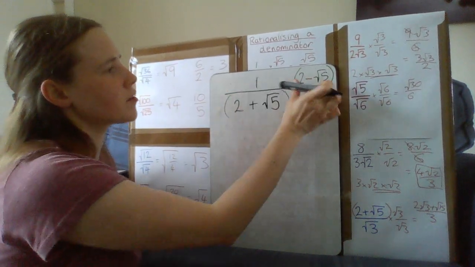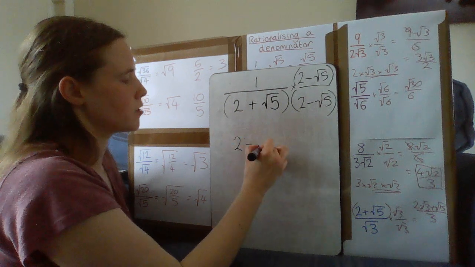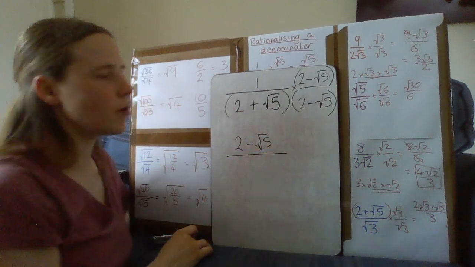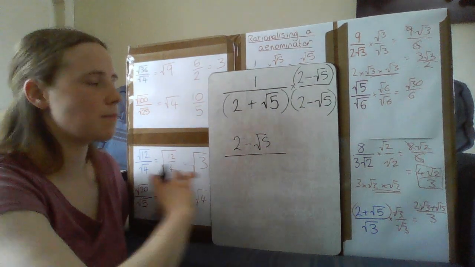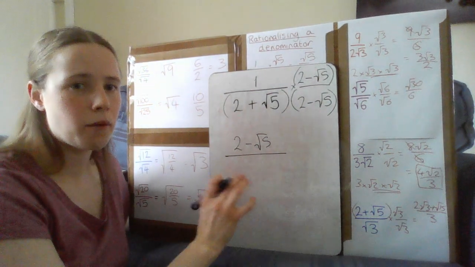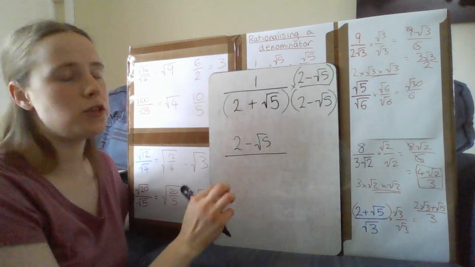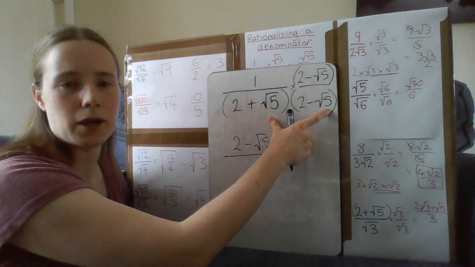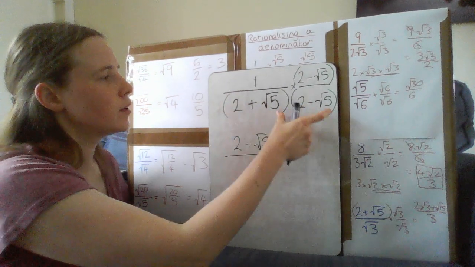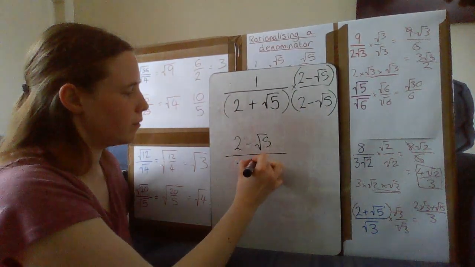So on the top I'm doing 1 times that, so I just have 2 minus root 5. On the bottom I've got to multiply these out. Now if you want to, you can expand it out and simplify it, that's fine. If you're confident with difference of 2 squares, you might know you can do 2 squared, which is 4, minus root 5 squared, which is 5. 4 take away 5 is minus 1.